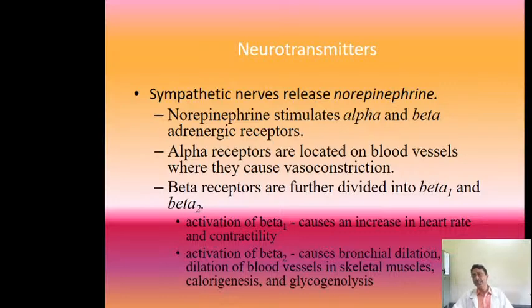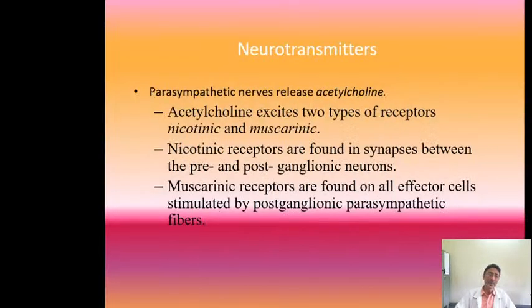Now briefly let us see about the receptors. Norepinephrine, or the adrenergic receptors, are of two types, alpha receptors and beta receptors. Alpha receptors are located on the blood vessels and they cause vasoconstriction. Beta receptors are further divided into beta 1 and beta 2. Even then there are alpha 1 and alpha 2. But at your level, just remember alpha and beta receptors, and with a little more depth, alpha 1, alpha 2, beta 1, beta 2 receptors. In pharmacology, later on, you will read in detail.